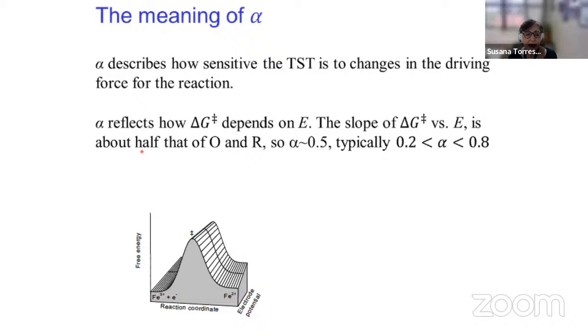And it is about the half of O and R. So normally, for most reactions, we can consider that alpha is equal to half, or 0.5. But typically, depending on the reaction, it can vary from 0.2 to 0.8. And obviously, the maximum value will be 1 and the minimum value will be 0.